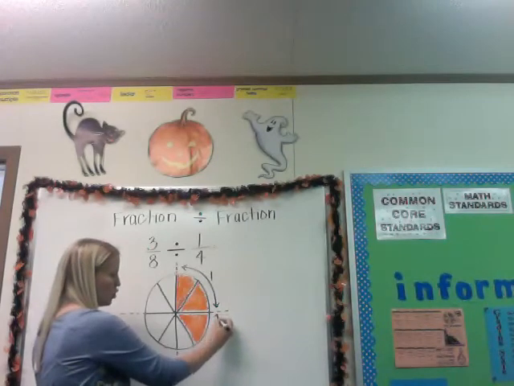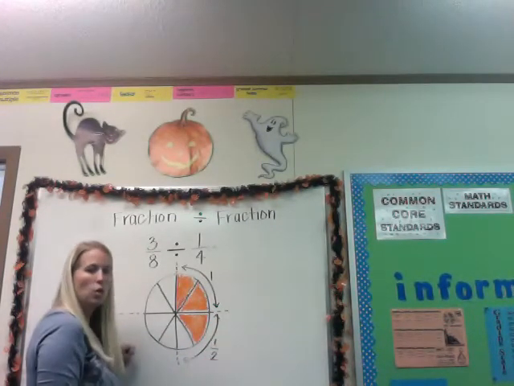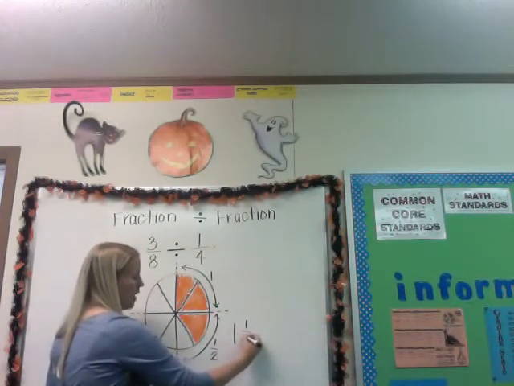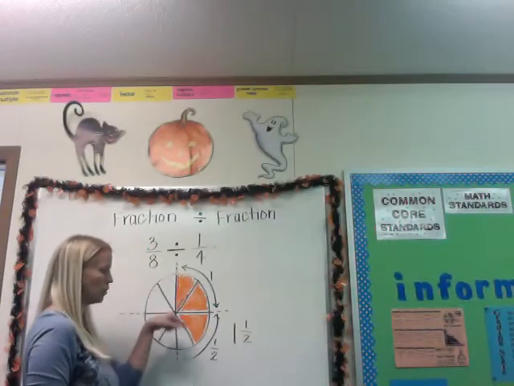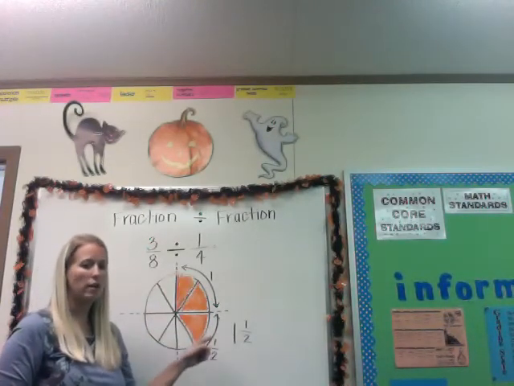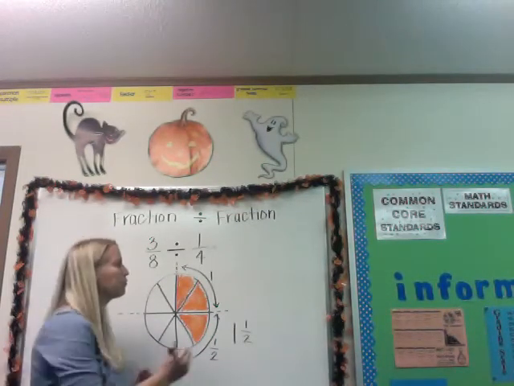So we have 2 parts, but one has been shaded in, which means I have one full one and half of a second section that is filled in orange. So my theory is my answer will be 1 and 1/2. But of course we're going to check this with some math.